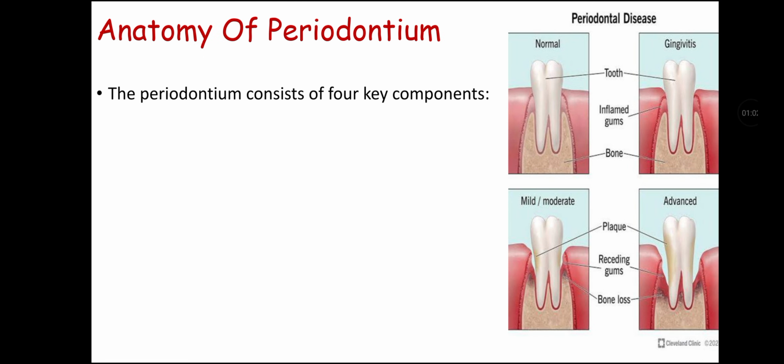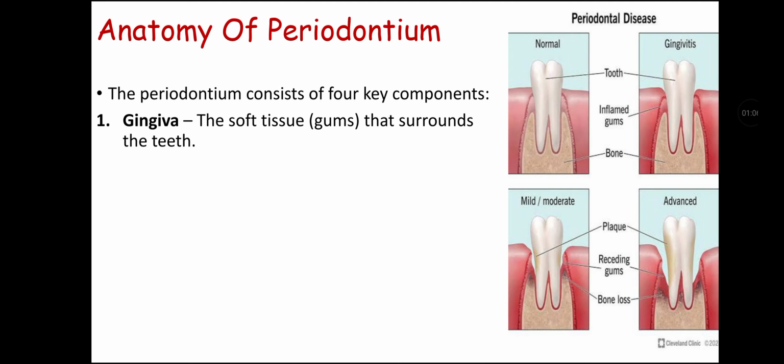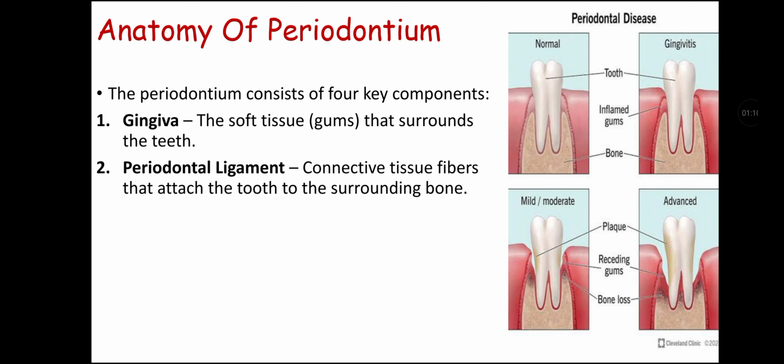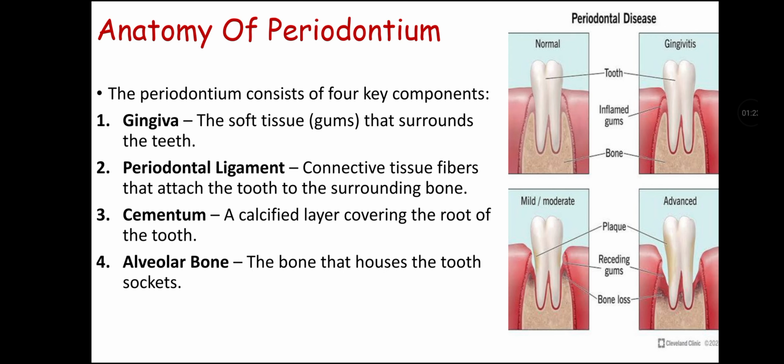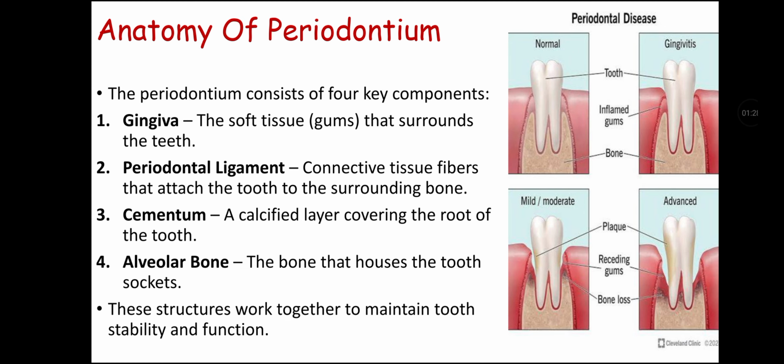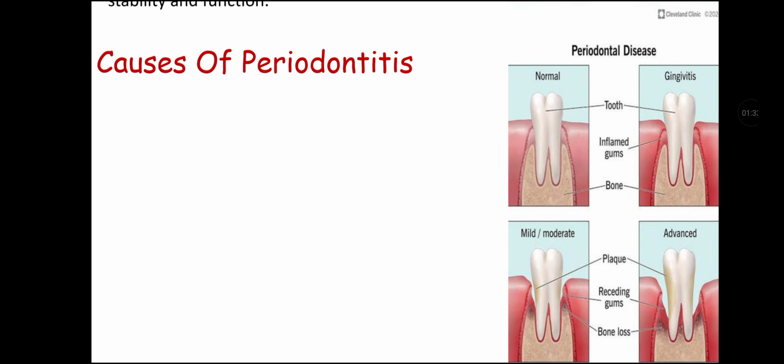Anatomy of periodontium. Periodontium consists of four key components. First is gingiva, that is the soft tissue component that surrounds the tooth. Second component is periodontal ligament, that is connective tissue fiber that attaches the tooth to the surrounding bone. Third component is cementum, that is a calcified layer covering the root of the tooth. Fourth component is alveolar bone, that is the bone that houses the tooth socket. These structures work together to maintain tooth stability and function.